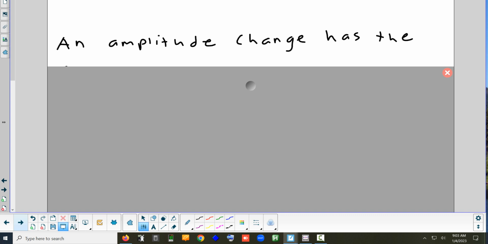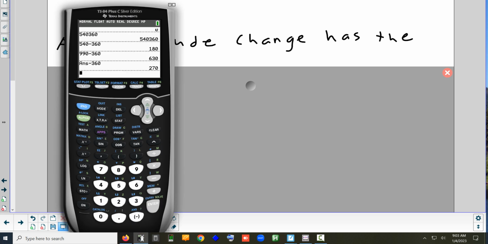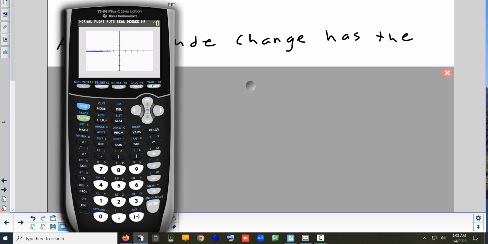So when we want to change the amplitude, it would look something like this. Let's graph sine x, and let's put in 3 sine x. Okay, now that doesn't look good. It doesn't look like a wave, because there's something I said you should always do first. I said this yesterday, and I didn't do it here.